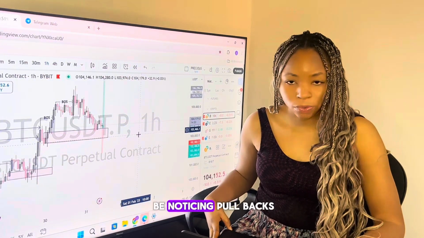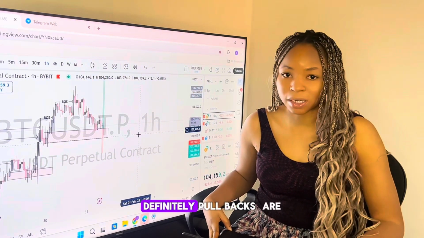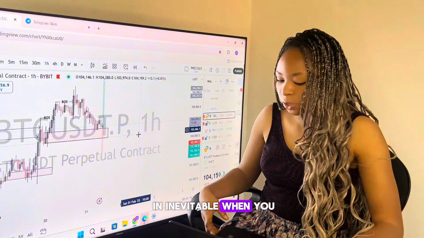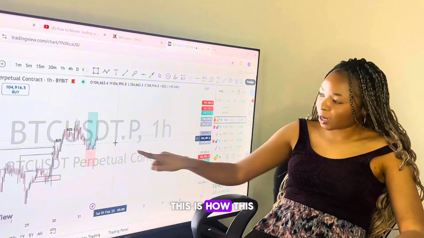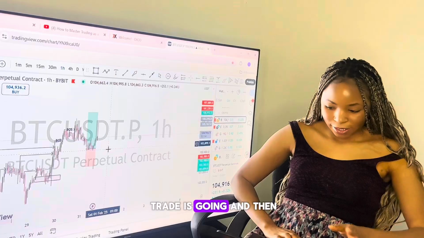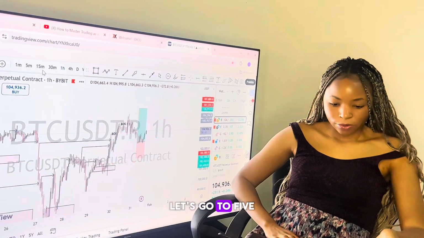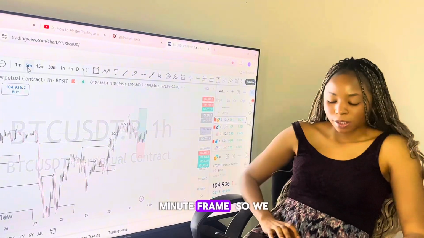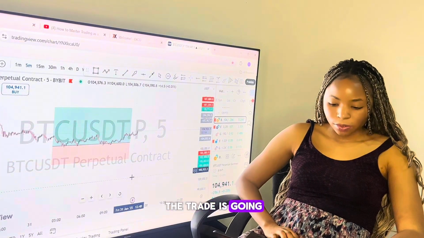So I'm going to be noticing pullbacks, impulse pullbacks. Definitely pullbacks are inevitable when you enter a trade like now. Pullback, so good. This is how this trade is going. And then let's go to 5 minutes time frame so we can see. So this is how this trade is going.